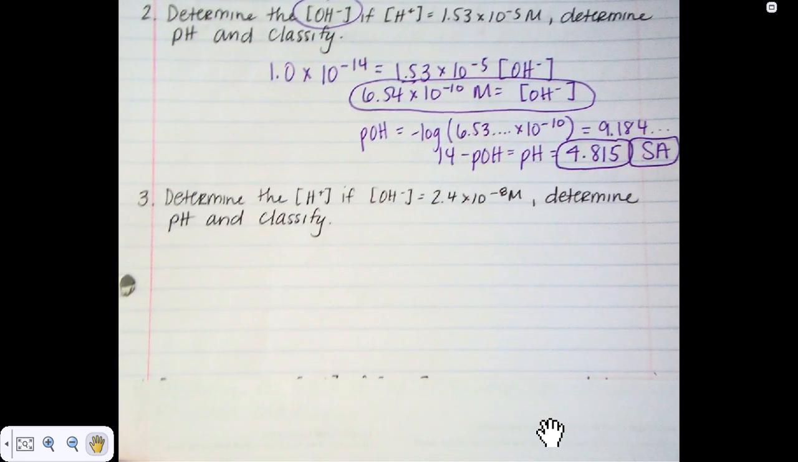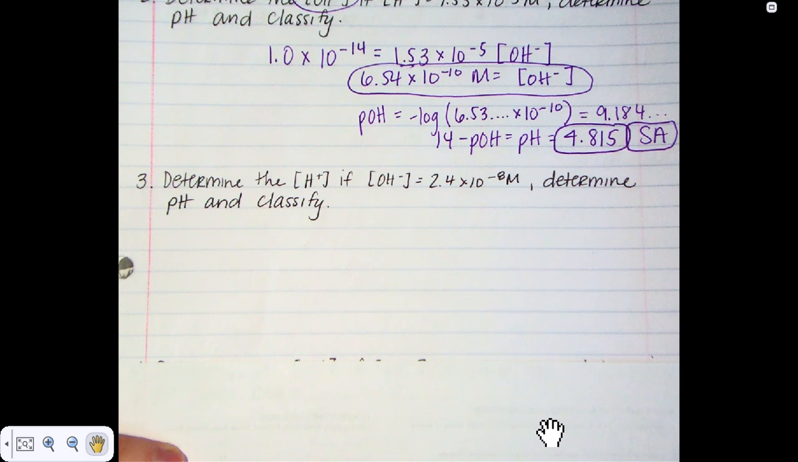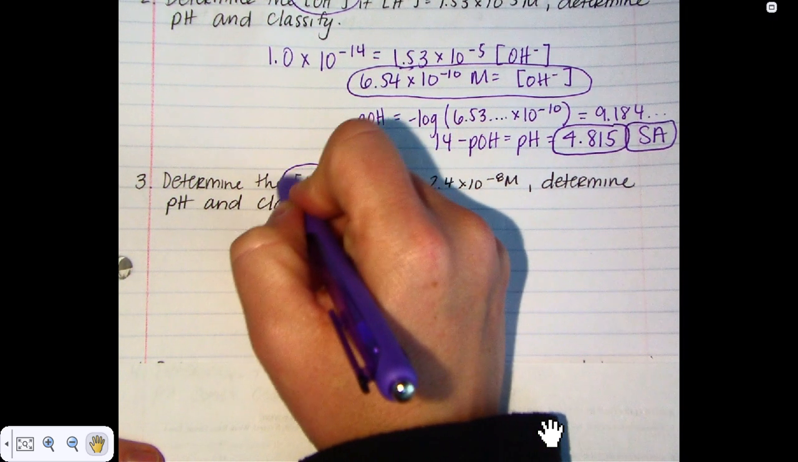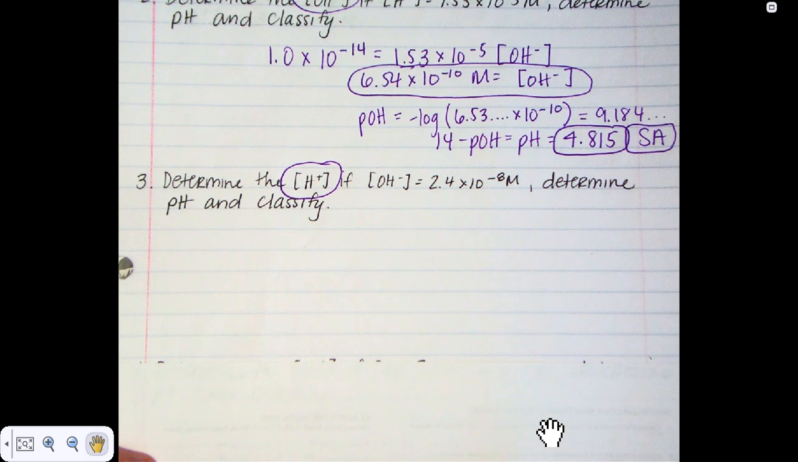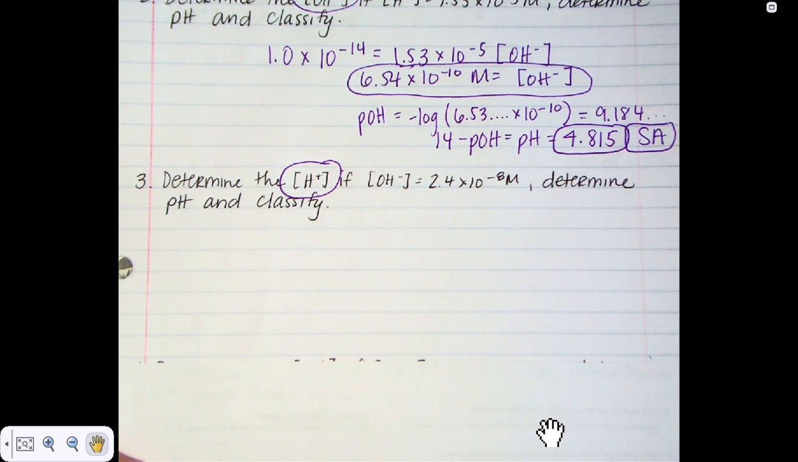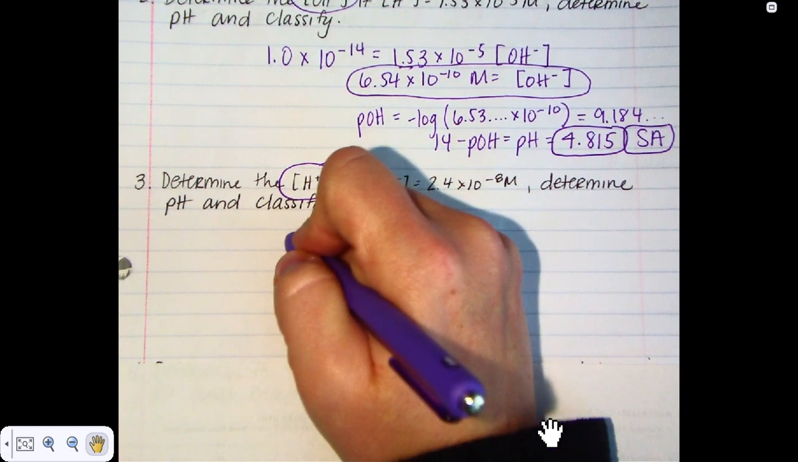Determine the H plus concentration if the OH minus is 2.4 times 10 to the minus 8. Determine the pH and classify. So I'm still finding concentration, but it's important to note this time I'm finding the H plus concentration instead. So that doesn't change anything about what I do with KW, but it will change what I'm doing in terms of direct versus indirect for finding the pH. So let's handle the KW part first.